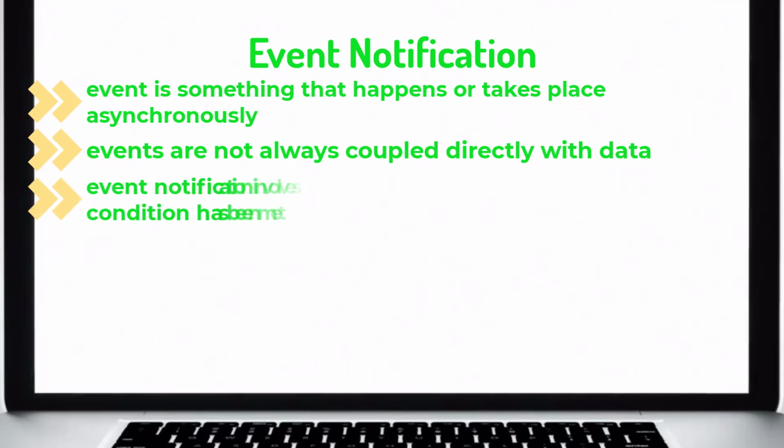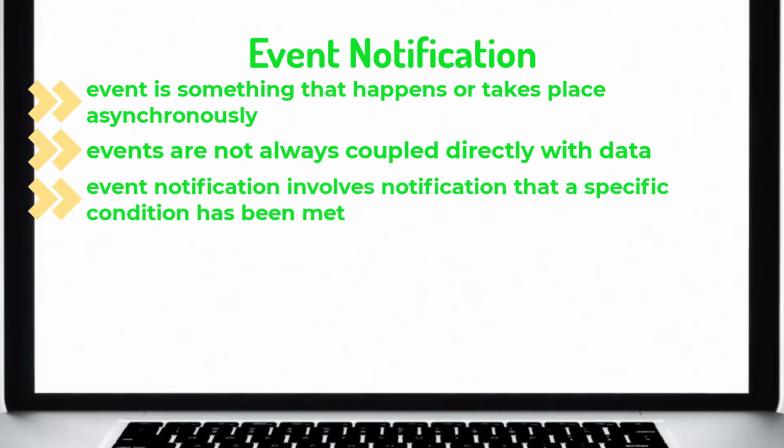Event notification involves notification that a specific condition has been met. It may be implemented by invoking handlers. A handler refers to an event handler. An event handler is a method executed in response to a specific event. In other words, an event handler is a method that gets executed in response to a particular event. This method contains the code to be executed when the event is triggered.